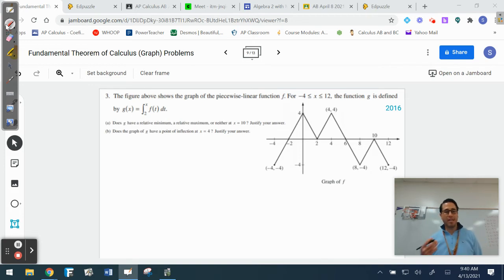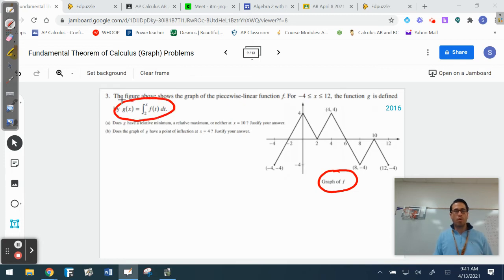Part A, hit pause, you guys. Get better and better at these. Okay, does G have a relative min, max, or neither at 10? Well, this is the graph of F. Ooh, this one's kind of interesting. This one's a little bit different. That's the graph of F. Okay, and they're asking me about this guy here. Ooh, we're really using the fundamental theorem of calculus here.